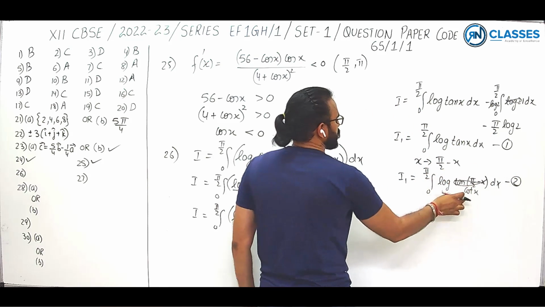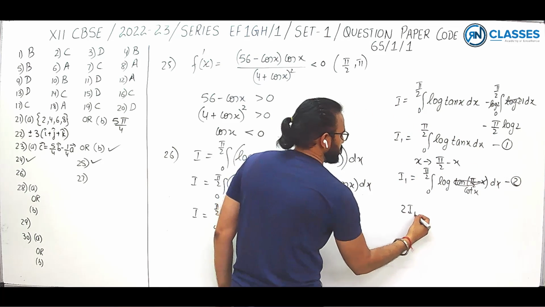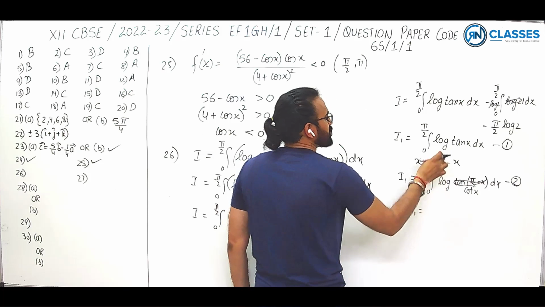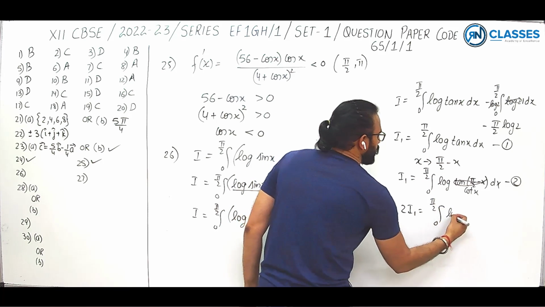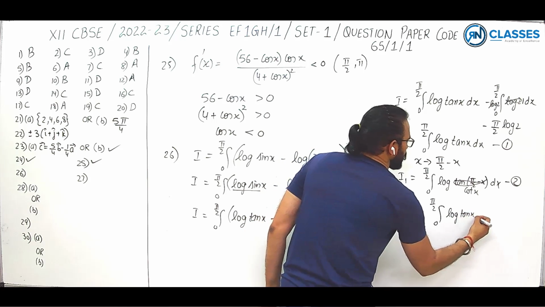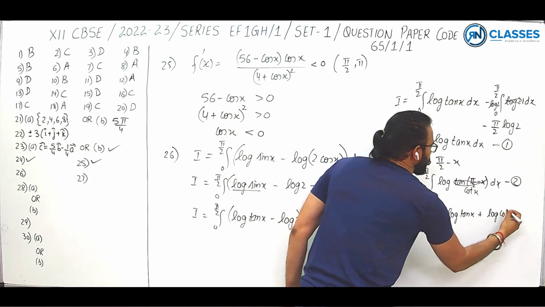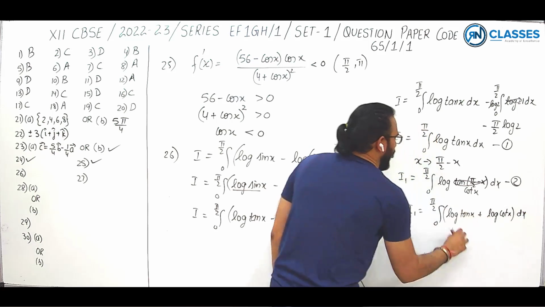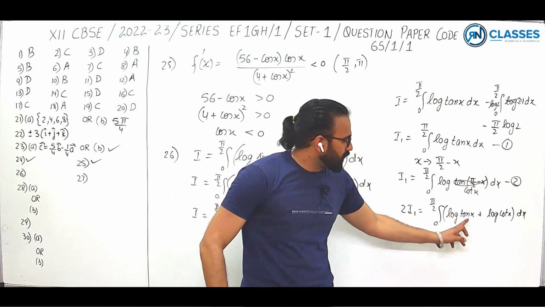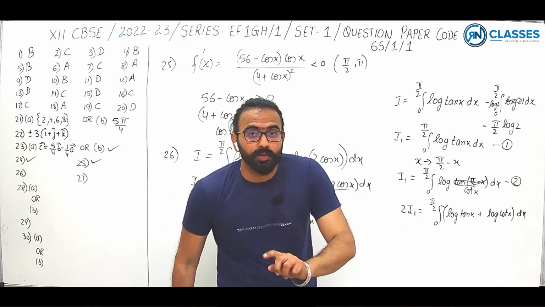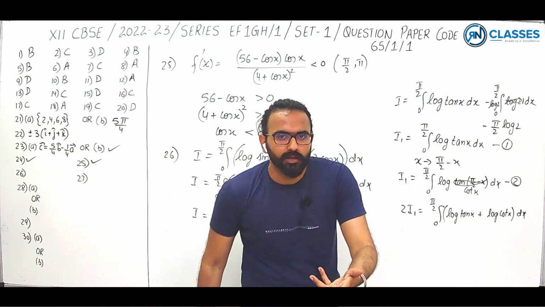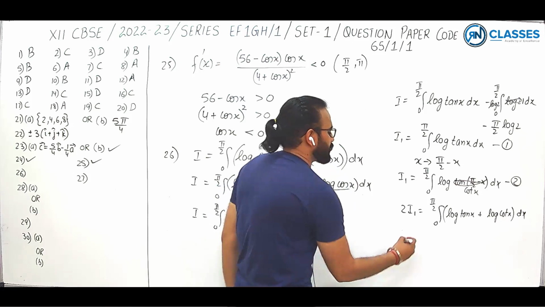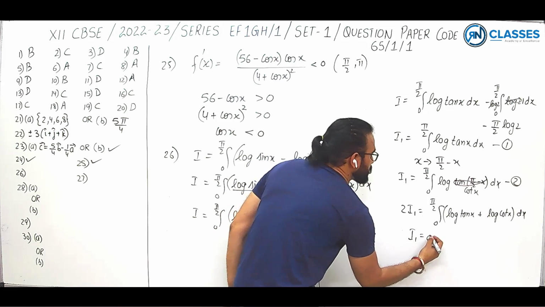Now adding 1 and 2, on left hand side we will get 2I1 equals to, on adding these two we will get integration from 0 to pi by 2 log of tan x plus log of cot x dx. And अगर आप ध्यान दो, log a plus log b turns out to be log a into b. tan x into cot x की वैल्यू आ जाएगी 1, log 1 is 0, that's why the value of I1 turns out to be 0.